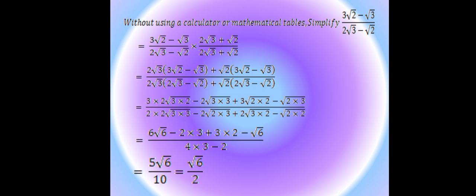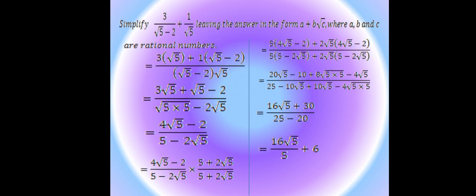Without using a calculator or a mathematical table, simplify 3 into the square root of 2 minus the square root of 3, over 2 into the square root of 3 minus the square root of 2. Now if you simplify with the self-explanatory steps, you get the answer as the square root of 6 all over 2.